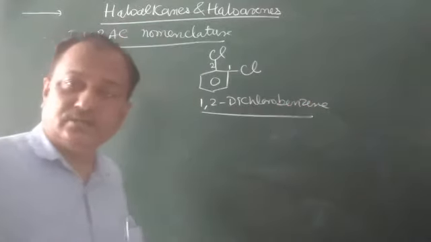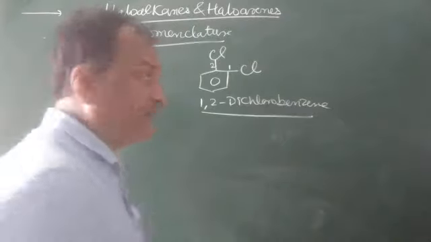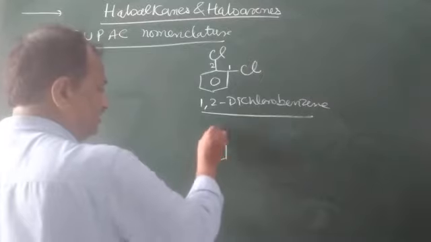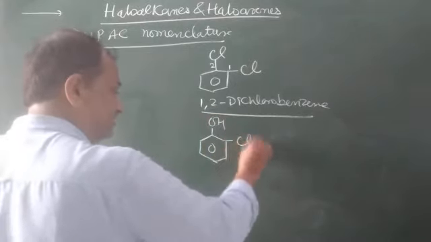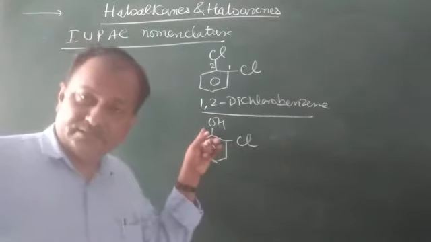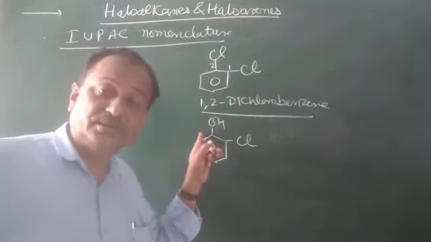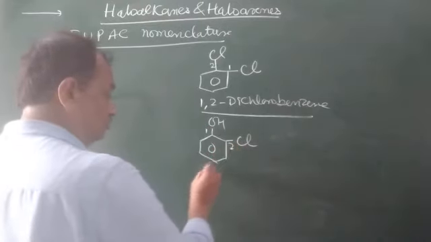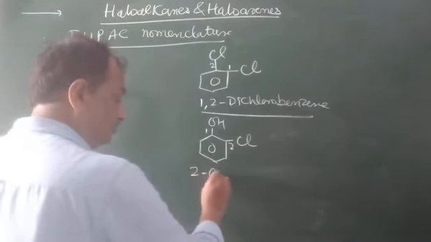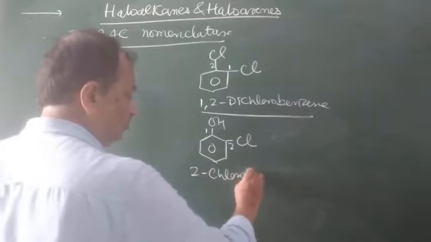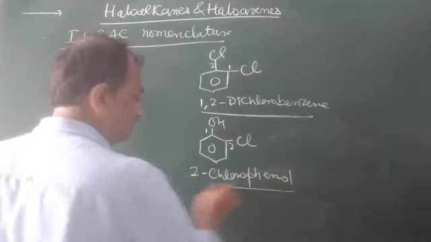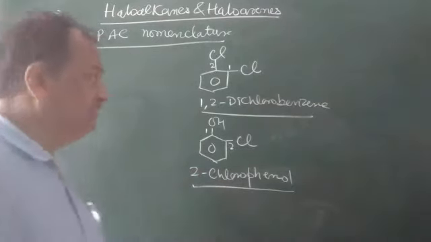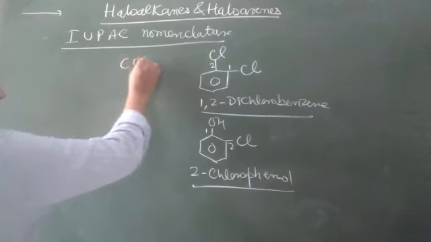1,2-dichlorobenzene. If it is substituted by something else, if here I draw OH and here Cl, now OH is dominating. The OH group is stronger than Cl, so here it will be 1 and here 2, so it will be 2-chlorophenol.